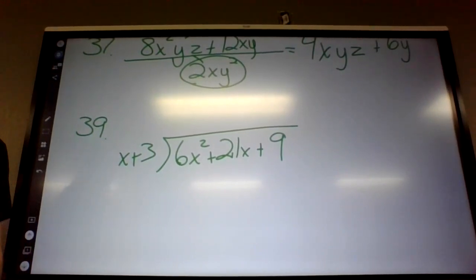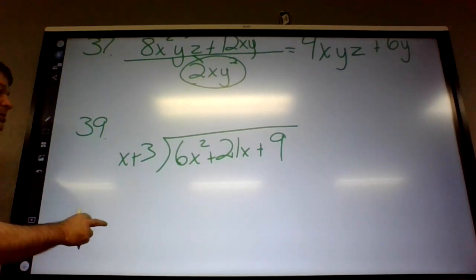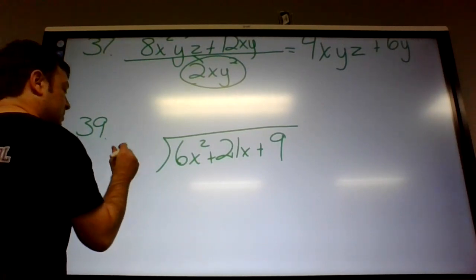Okay, so number 40 is going to be like this one. 40 is a little bit easier. 40 should have a remainder. This one is not going to have a remainder.